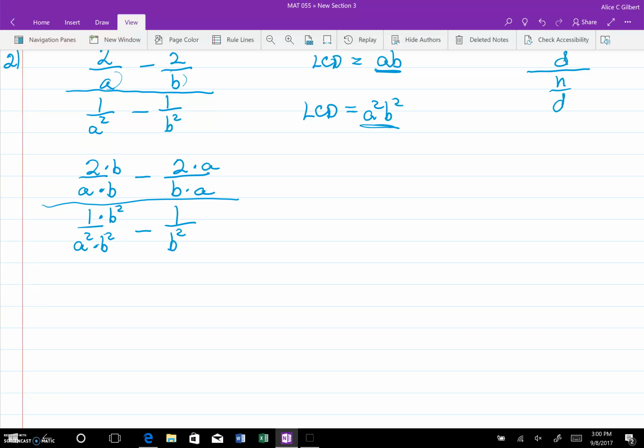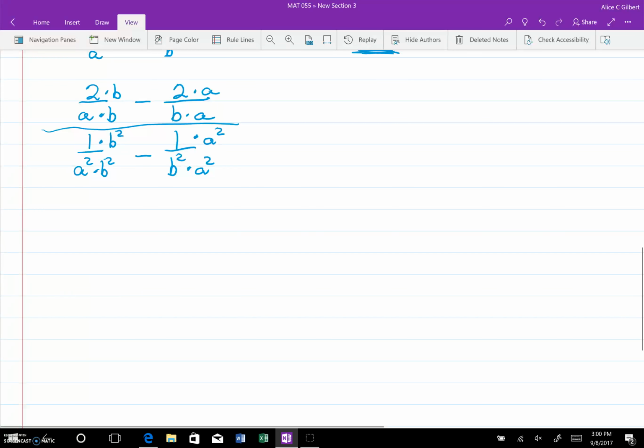And 1 over b squared. What do I need to multiply with b squared to get a squared b squared? Well, that would be a squared. If I do it in the denominator, I need to do it in the numerator. Okay, so now in my numerator, the denominator of the numerator is ab. And so now I just need to do whatever's left in the numerator. So that would be 2b minus 2a.